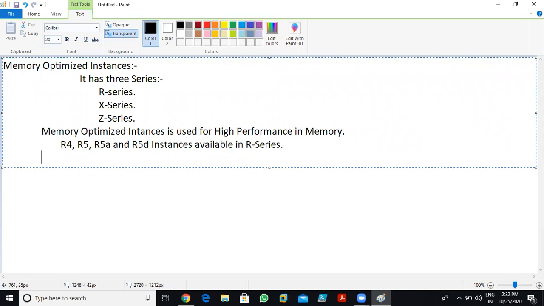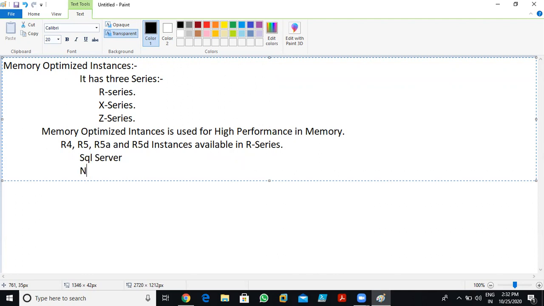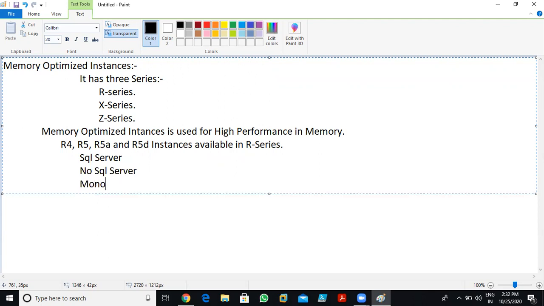Now where can we use the R series? In databases. If you need very high RAM in databases, we can use the R series. What kind of databases? We can go for SQL server, or NoSQL, or MongoDB. These are some databases where we mostly use the R series because they have high performance. So R4, R5, R5A, and R5D all support high performance in memory for these types of databases.